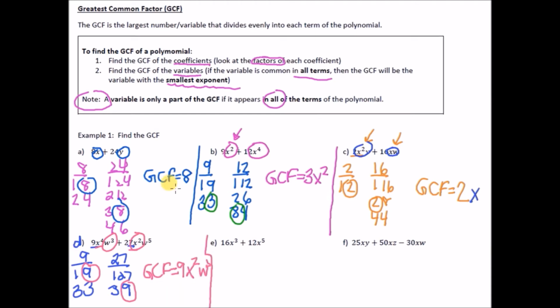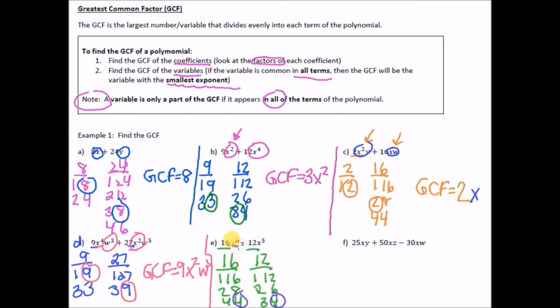Okay? All right, next, 16 and 12. So the factors of 16 are 1 and 16, 2 and 8, 4 and 4. The factors of 12 are 1 and 12, 2 and 6, 3 and 4. The common factor I see here is 4.